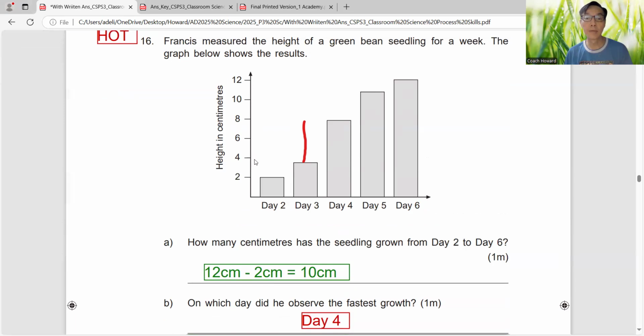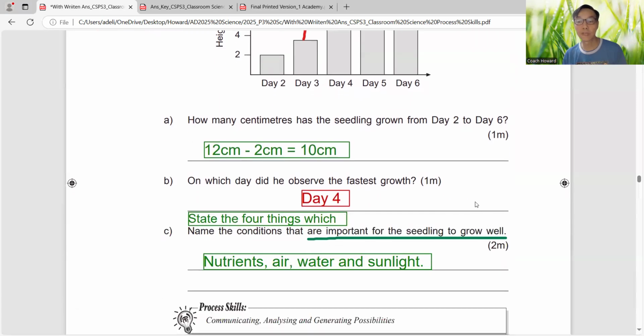So we can test it out to see whether that is the greatest difference. So 8 minus 4 is 4 centimeters. If you check the other consecutive days, they are actually less than 4. For example, day 2 to day 3 is 4 minus 2, which is 2 centimeters, and from day 4 to day 5, you dot a line across, I believe it is 11. So 11 minus 8 is 3 centimeters. So the fastest growth is on day 4.